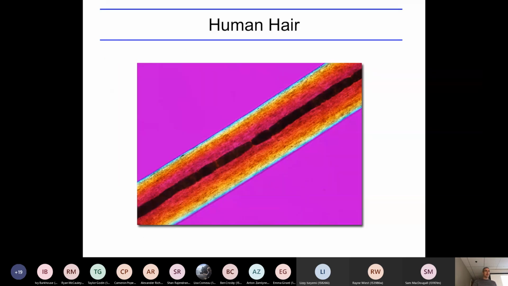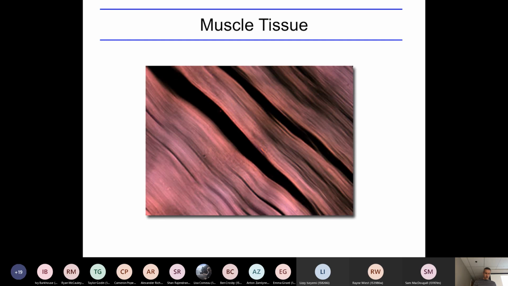So if you look at structures that are made out of protein in a polarized microscope, you can see them very bright. So this is human hair. Human hair is largely made of keratin, which is a protein that is chiral. And this is muscle tissue, and in this case, you can really see where the tissue is not. You can see it's very dark in the background, so you get very high contrast images this way.